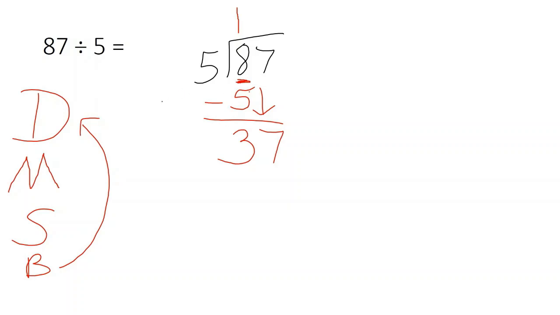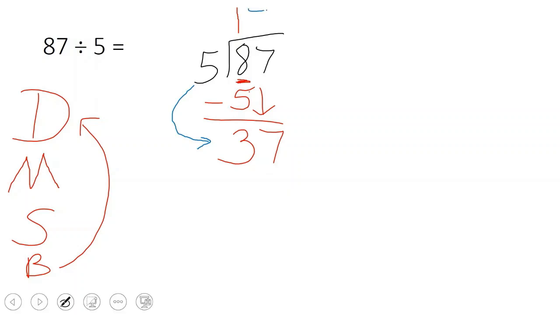Now I'm going to start by dividing again. So I'm going to do 5 into 37. So let's skip count by 5s and see how many 5s we can fit into 37 without going over. So I can count 5, 10, 15, 20, 25, 30, 35, 40. 40 goes over. So I have to stop at 35. So it takes me 7 5s to get to 35, because 5 times 7 is 35.